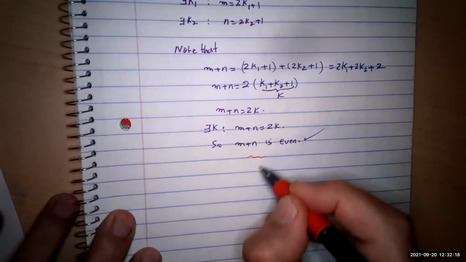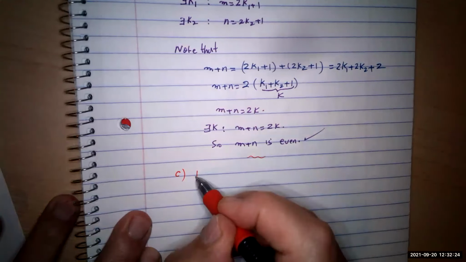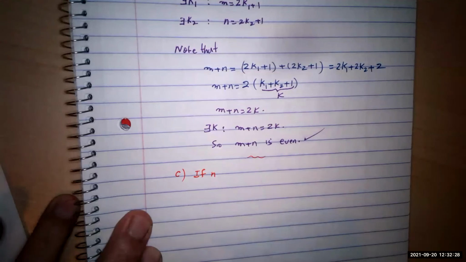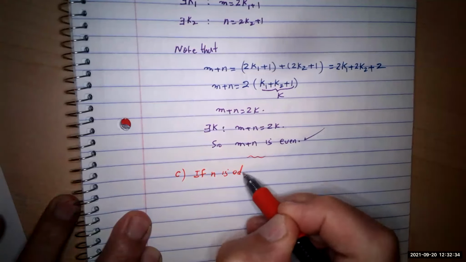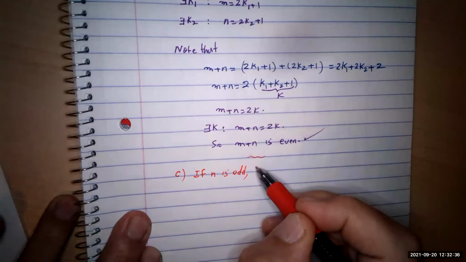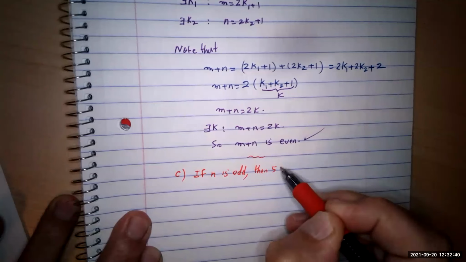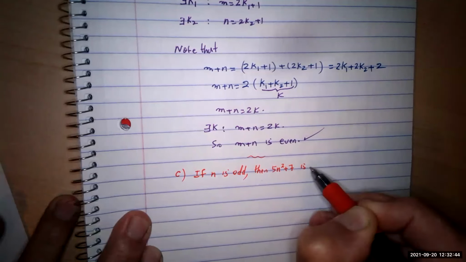and try to give the last one too. The last one is, you get several of these types of problems in your book. So I just give one to make sure you know how to write it down. If n is odd, okay, then you want to prove that 5n squared plus 7 is even.